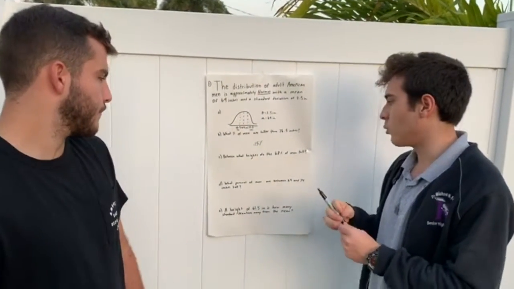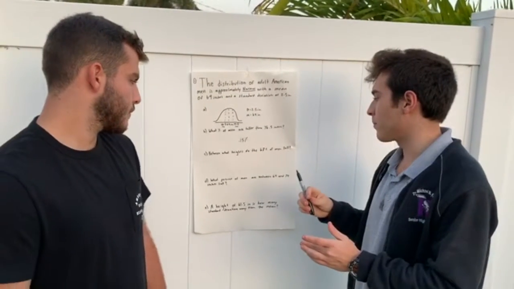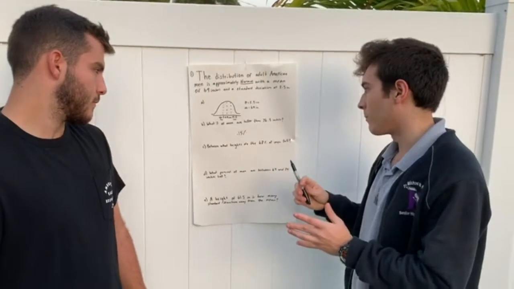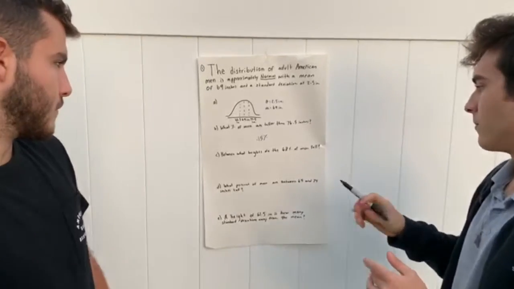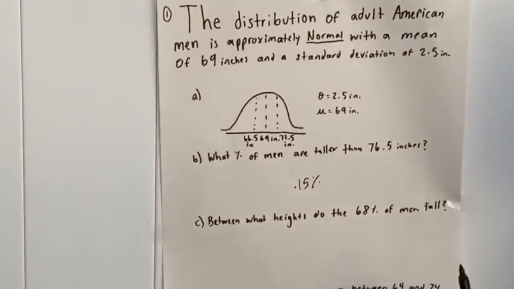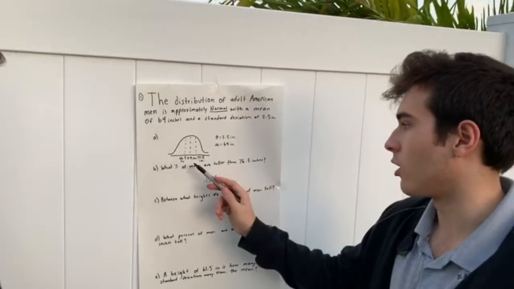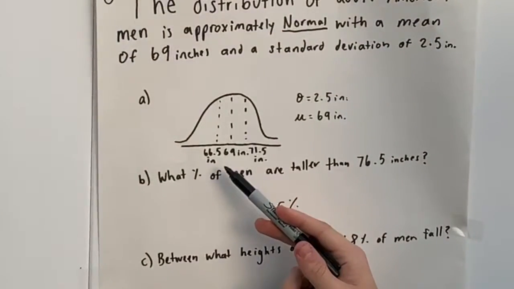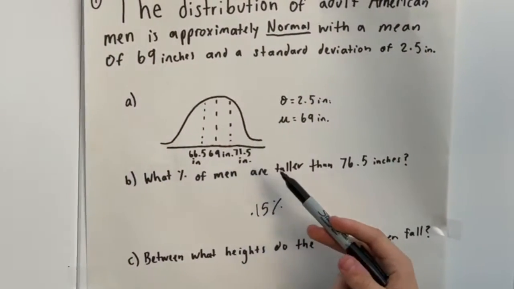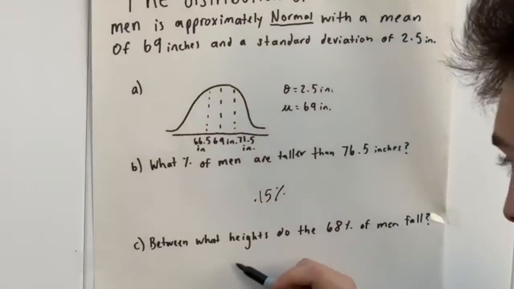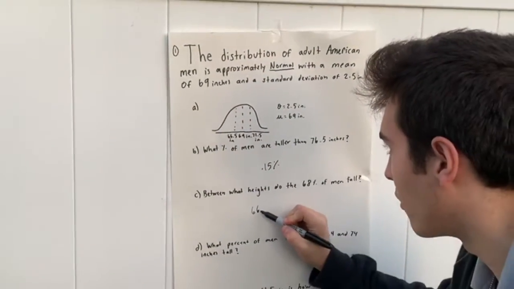The next question, between what heights do the middle 68% of men fall? In this case, 68% of men is only 1 standard deviation. And so we can just look at our distribution curve and see that 66.5 to 71.5 is where the middle 68% of men fall.